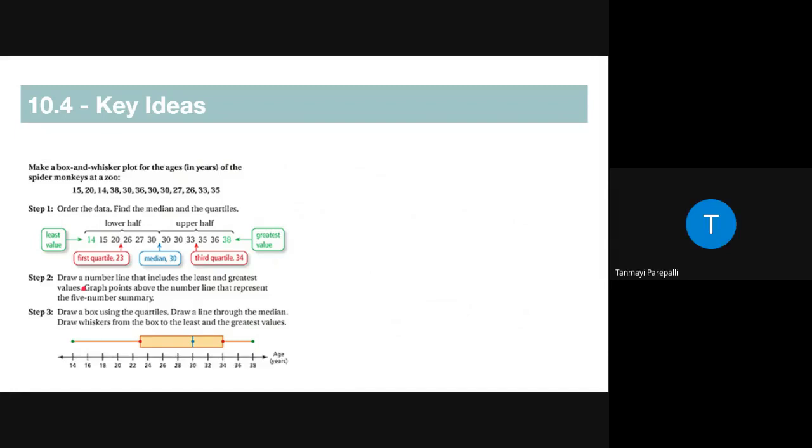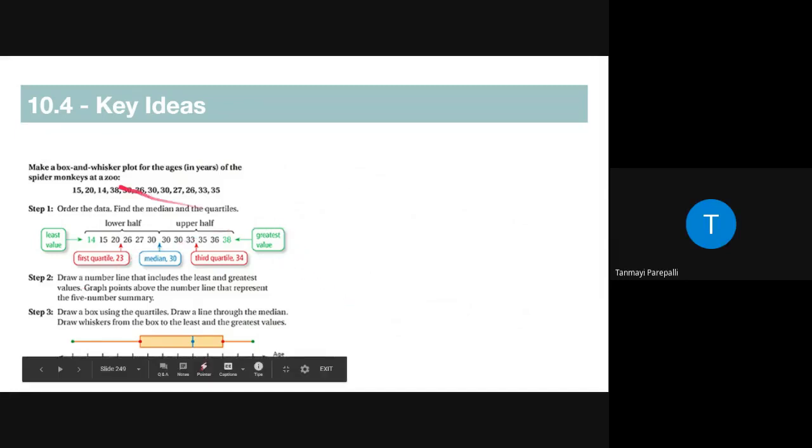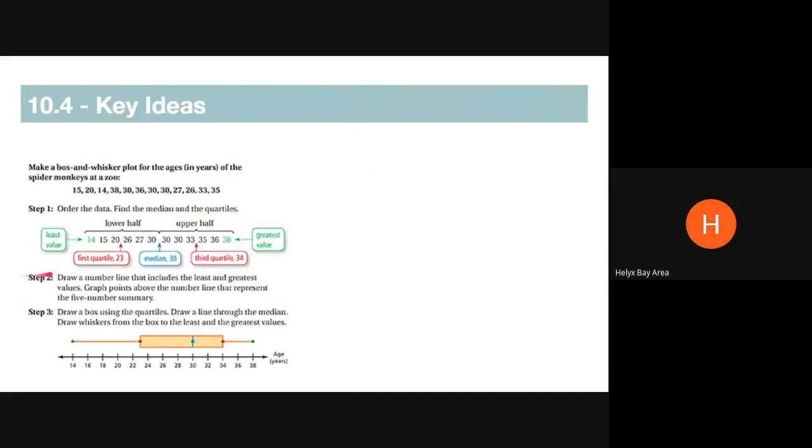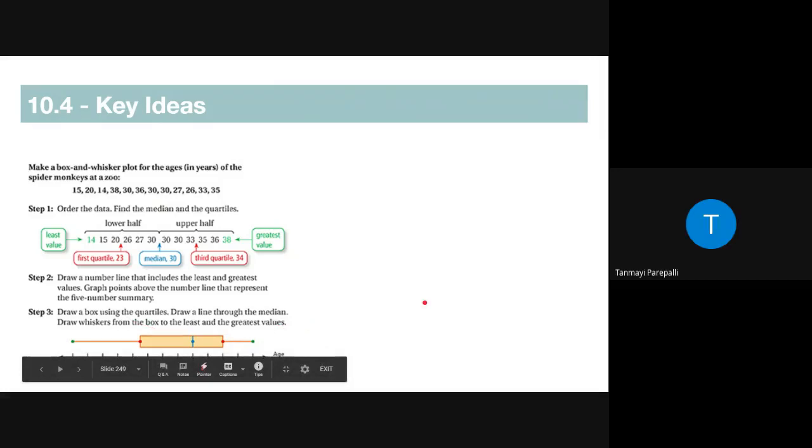Yes. So draw a number line that includes the greatest and least values. Graph the points above the number line that represent the 5-number summary. So your least value is 14. I don't think that's box and whisker plots. Okay, which part do you not understand? Is it the part right here? This part? Okay, no, let me go ahead.